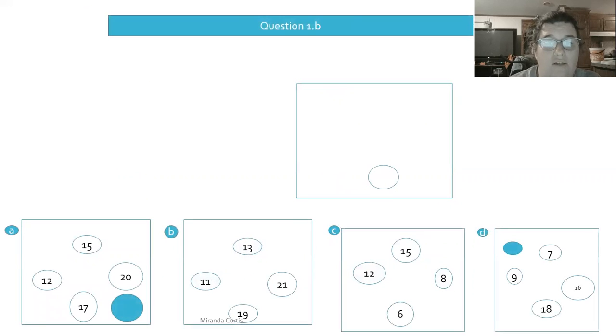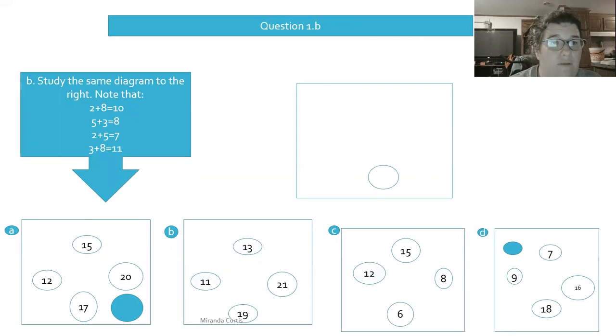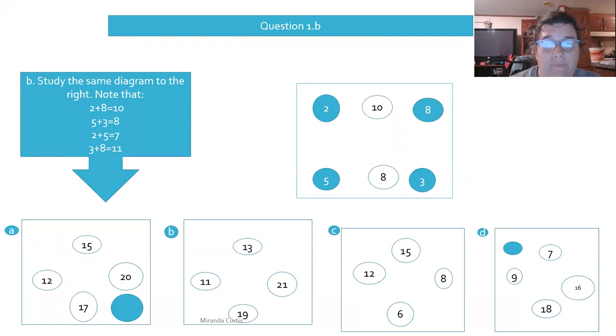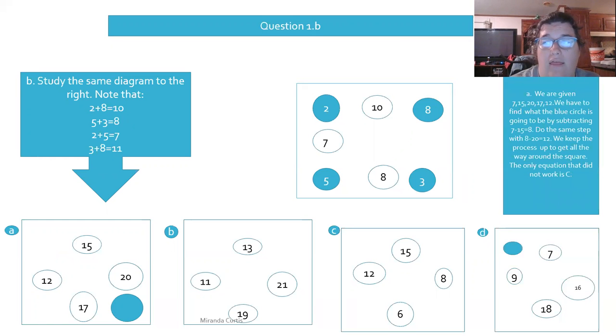Okay, our next question is part B. Study the same diagram to the right. Note that 2 plus 8 equals 10. So we're going to do side to side, and in the middle is going to be 10. Okay, and then 5 plus 3 equals 8. So again, we're going to do side to side. And then 5 plus 2 equals 7. So we want to make sure that the top and the bottom equal the middle.